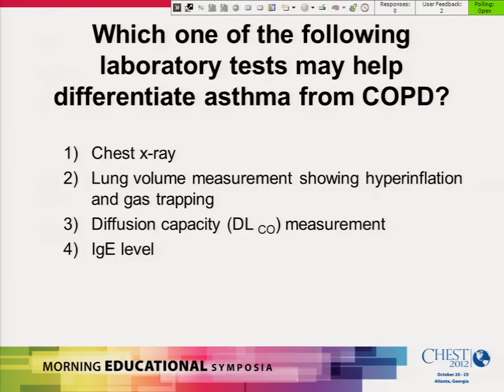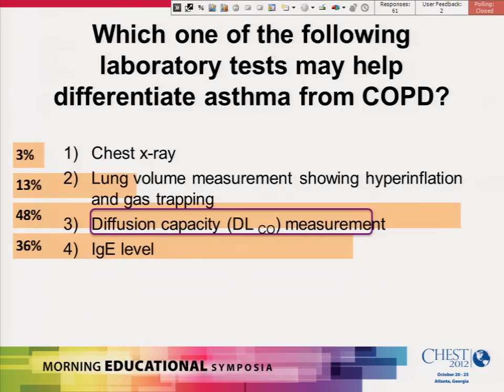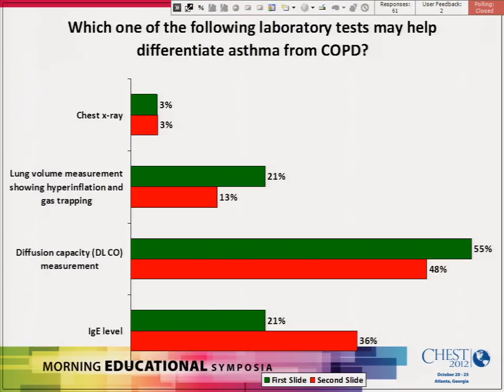So if you remember, you've seen this slide before, and if you remember my case, which one of the following lab tests may help differentiate asthma from COPD? A chest X-ray, lung volume measurement showing hyperinflation and gas trapping, DLCO, or IgE level? Okay, 48% got it right. So certainly IgE level is really not helpful in differentiating because some patients with COPD have elevated IgE level.